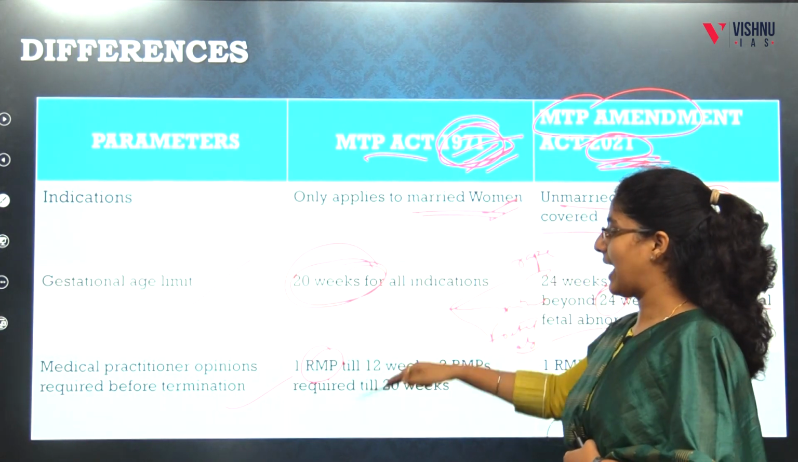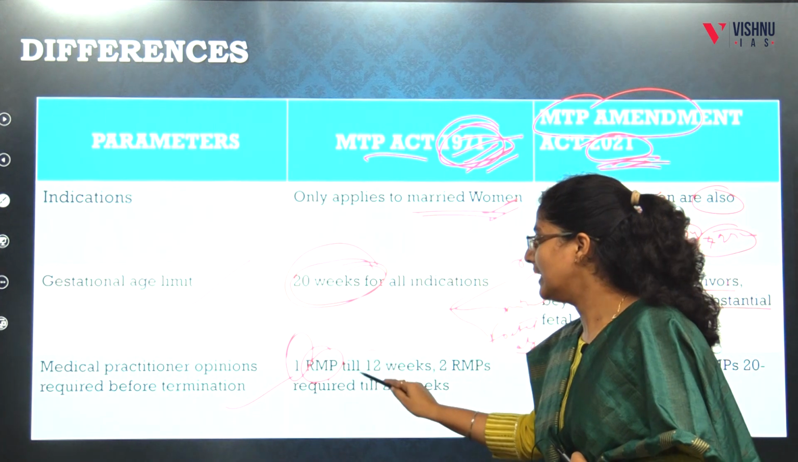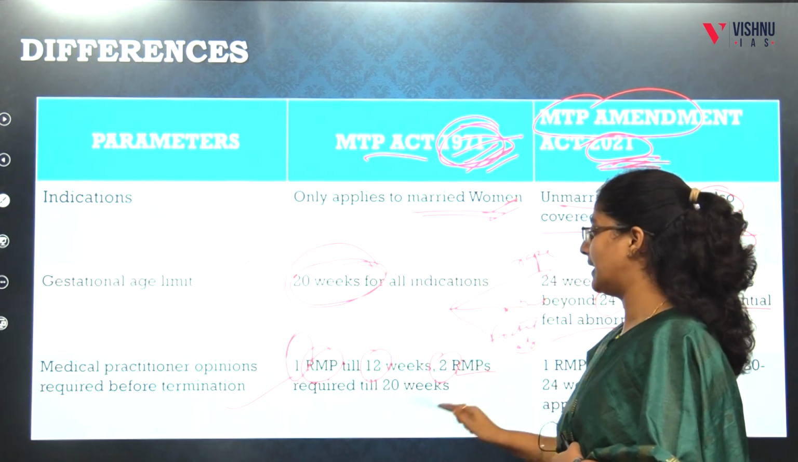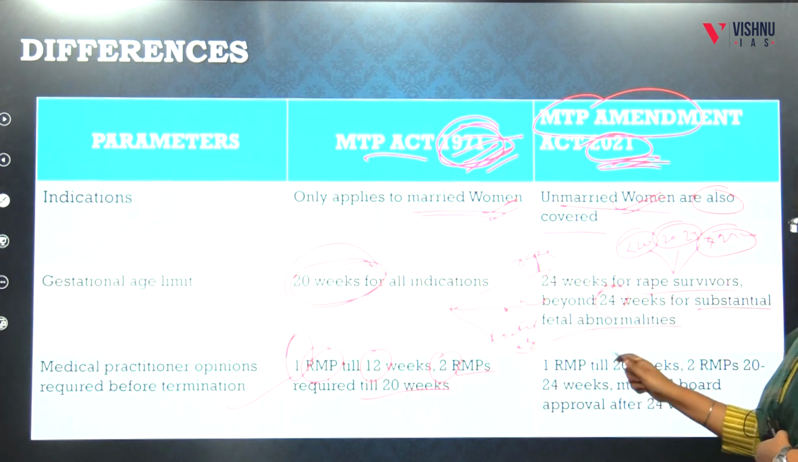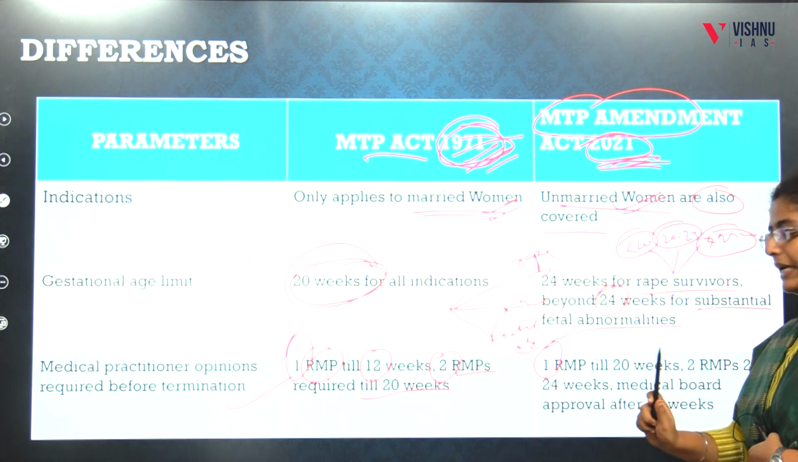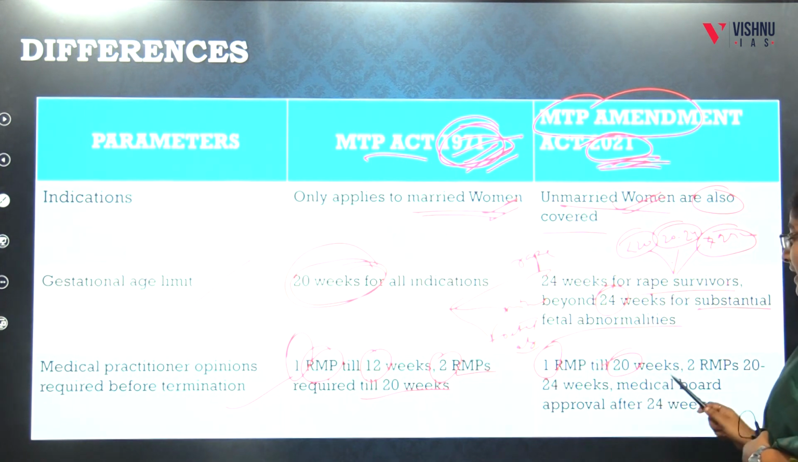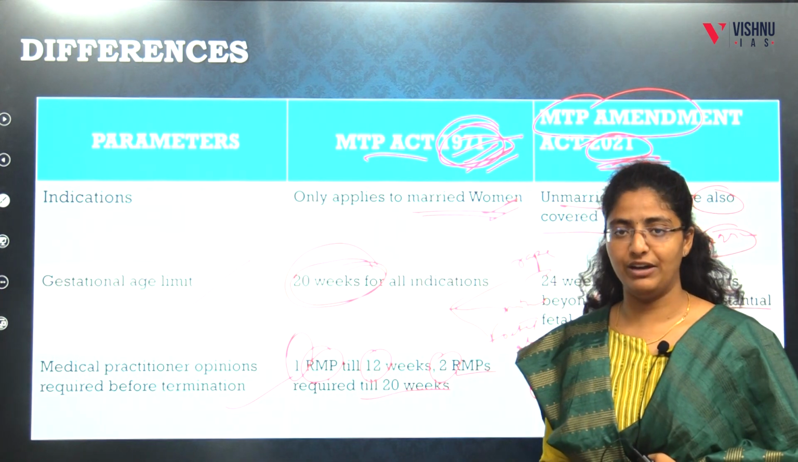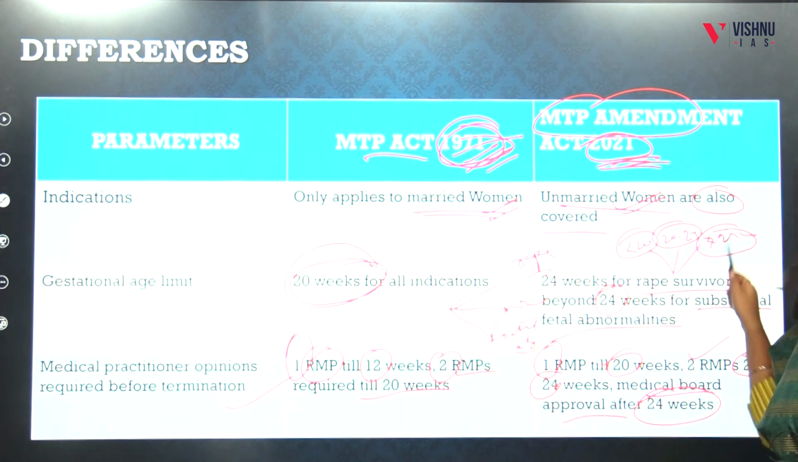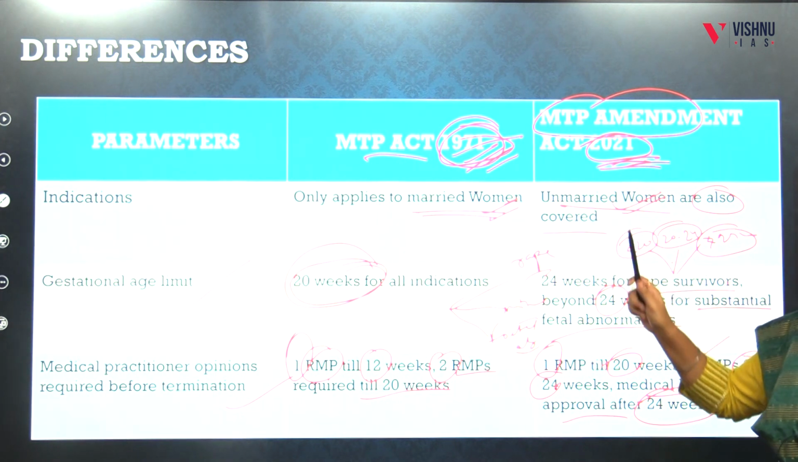According to the 1971 Act, one medical practitioner till 12 weeks and two registered medical practitioners till 20 weeks were required. While coming to the 2021 Act, this number has changed. One registered medical practitioner is enough till 20 weeks. If it is between 22 to 24 weeks, then we should consult two registered medical practitioners, while a medical board will be constituted for approval of a pregnancy which is more than 24 weeks. These are the differences that we see in the 1971 Act and the 2021 Amendment Act.